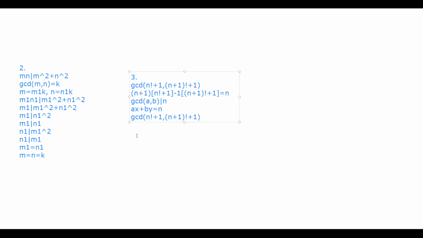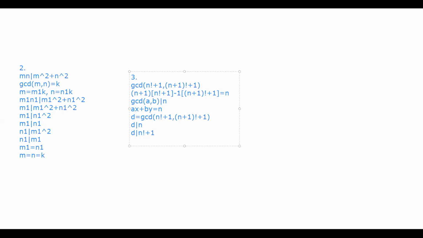Okay, so we have this. Let D be this GCD. And we know that D divides n, and also that D divides n factorial plus 1. Okay, D divides n and D divides n factorial plus 1. So it means that D divides, and one more property I'm going to include here.